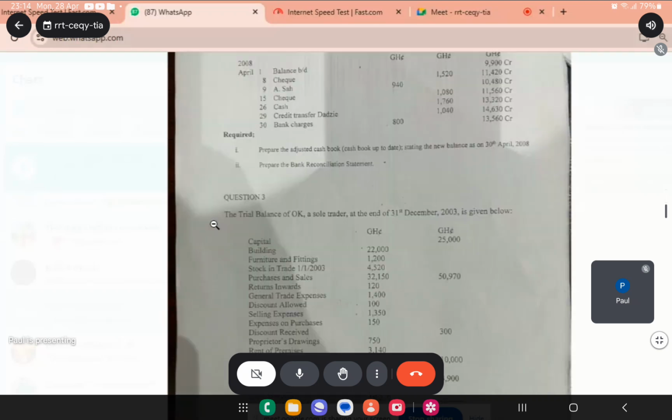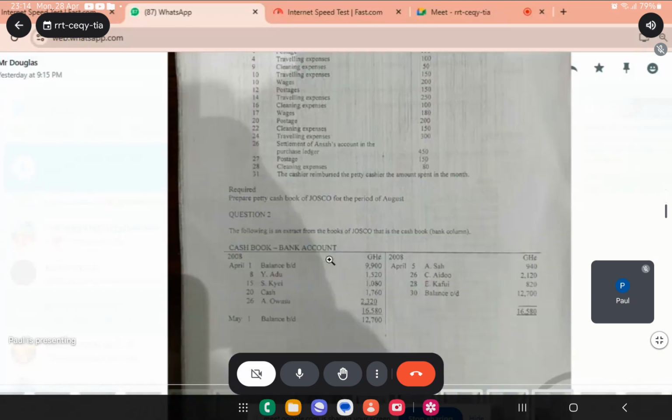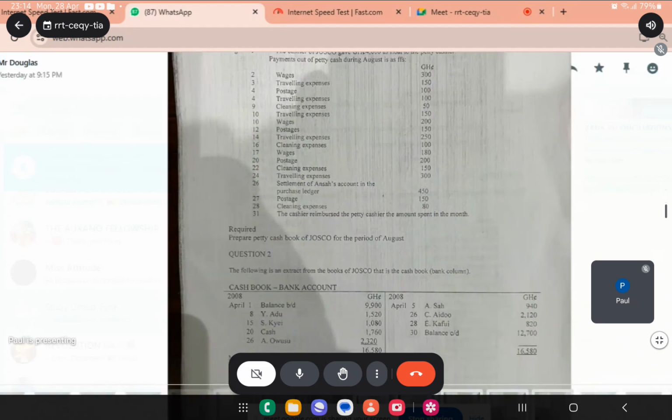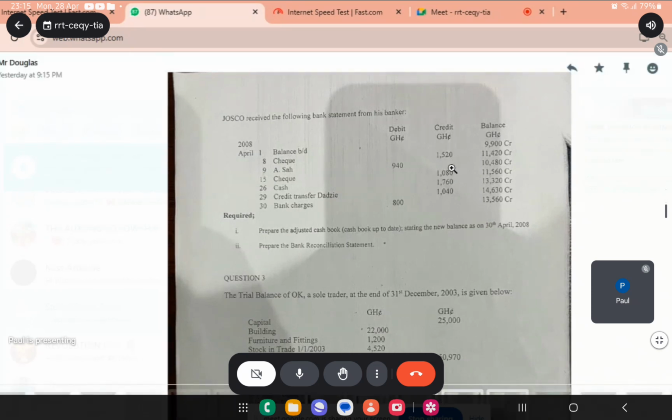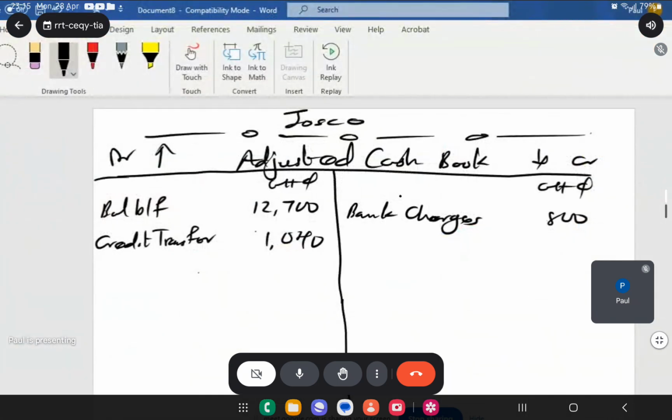Please, have you seen it? 1,520, yes, we do, and you can see it here, 1,520. So it means the transactions that will come into the cash book, we are done. So we balance it off. The transactions that are supposed to come to the adjusted cash book are finished.